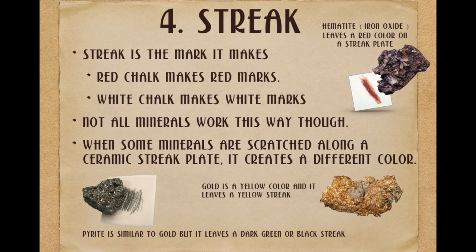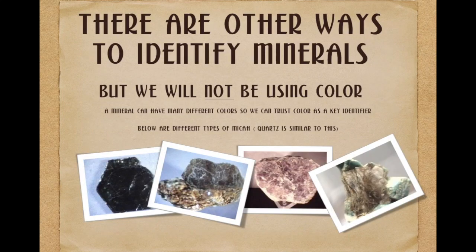Okay, here's streak. We're going to be looking at some streak plates. If you look at chalk, red chalk makes a red mark, blue chalk makes a blue mark, white chalk makes a white mark. Well, that's not in all cases. Pyrite may have more of a goldish color to it, but when you do it across the streak plate, it will give off a black or dark green color. Okay, so we say we're not going to focus on color because certain minerals may have different colors.